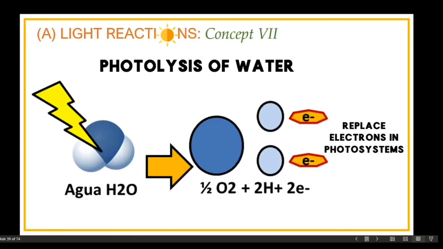This is the representation of photolysis. Again, with the aid of the photons coming from the sunlight, water is split into two. And these are now the products: 1/2 oxygen, 2 hydrogen protons, and 2 electrons, in which these 2 electrons are going to replace the lost electrons in the P680 of photosystem 2.